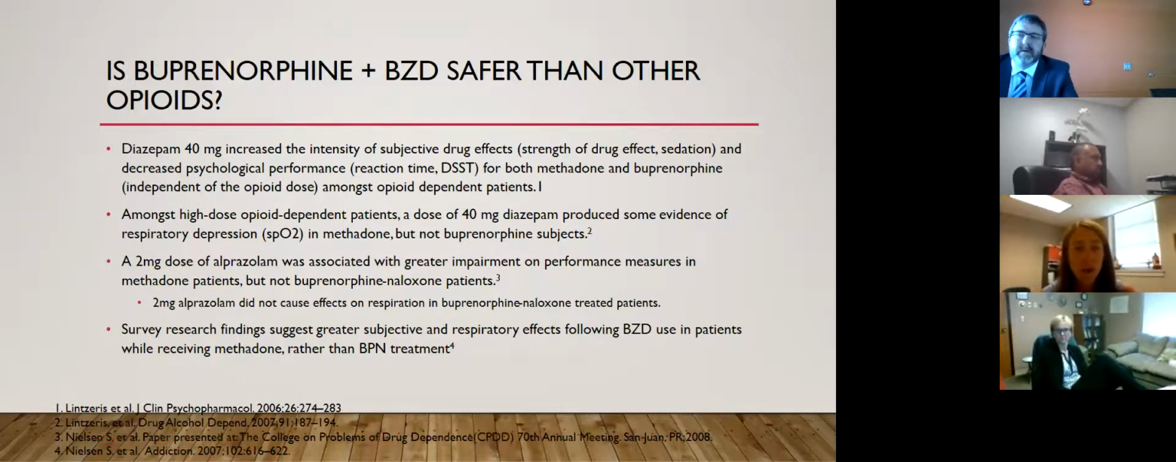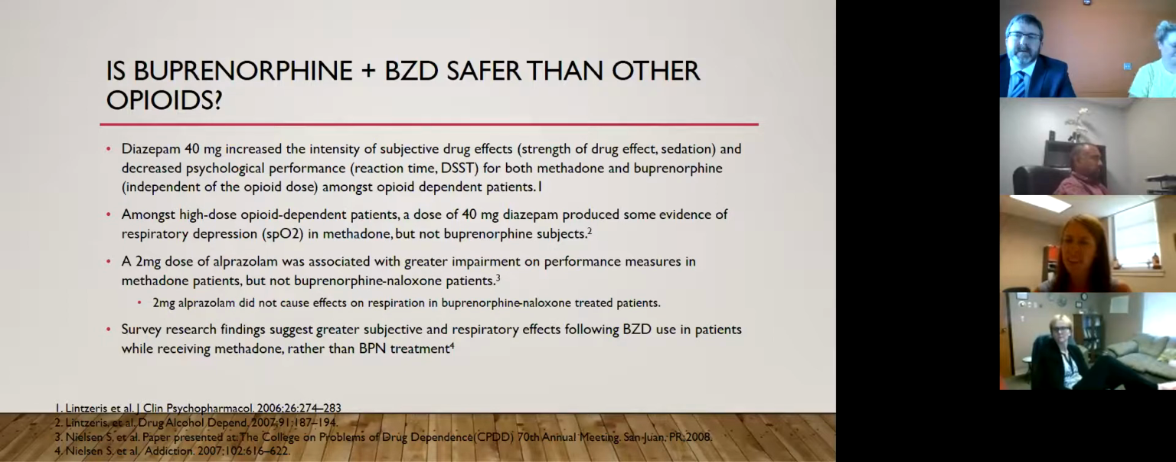A 2 milligram dose of alprazolam was associated with greater impairment on performance measures in methadone patients, but not in buprenorphine naloxone patients. So again, a repeat of a finding supporting the bullet point above: safety outcomes in terms of the central nervous system side effects when combining a benzodiazepine with buprenorphine seem like they may be a little bit better than when a benzodiazepine is combined with methadone.